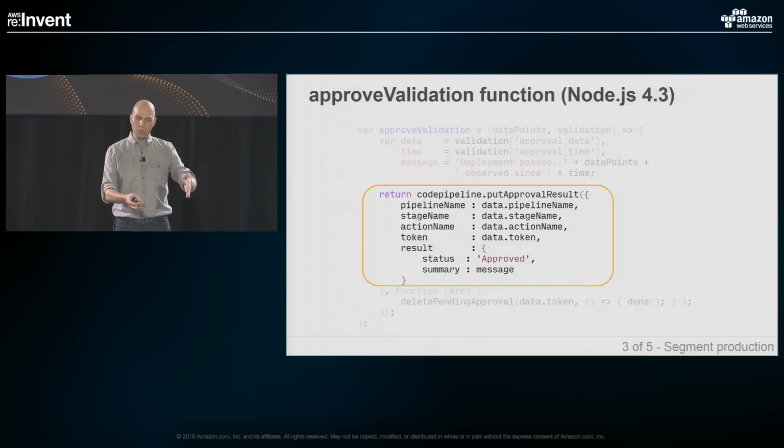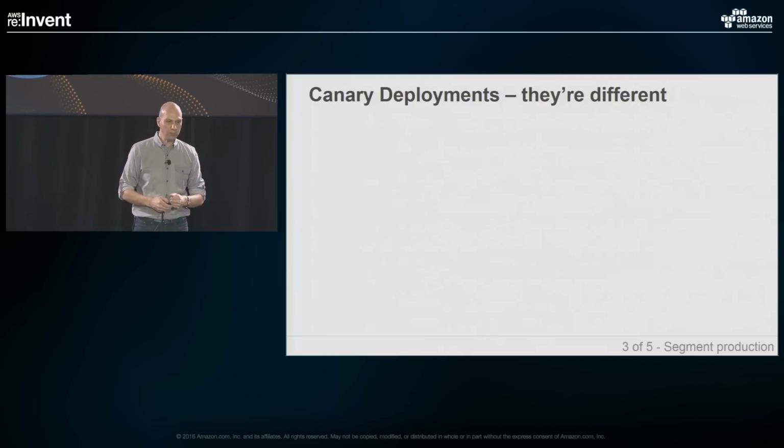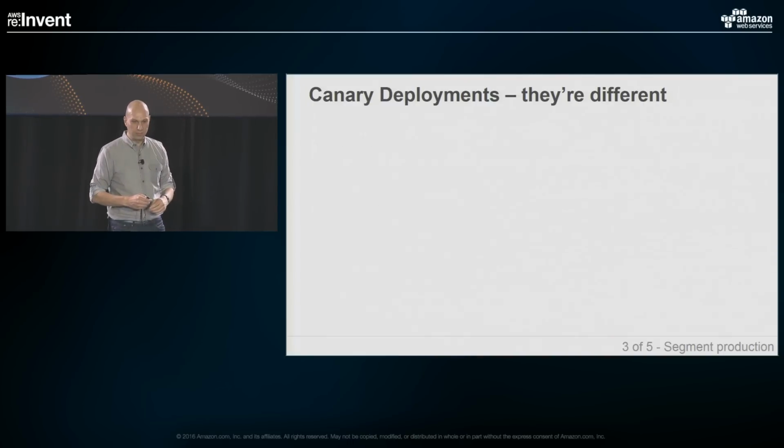And we're just pulling all the data back out of our approval message that we popped off the SNS queue and wrote to the table, and that'll have our pipeline name, our stage name, our action name, and whether we're approving or rejecting the message. With that call, everything will continue to work.